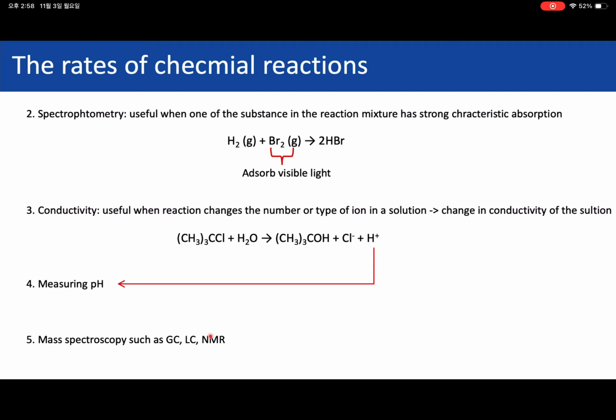There are also many other methods, such as mass spectroscopy, gravimetry, chromatography, and NMR. So there are several ways to measure the molar concentration of a chemical reaction over time. The important thing from here is we need to select the right measuring method for your chemical reaction system.